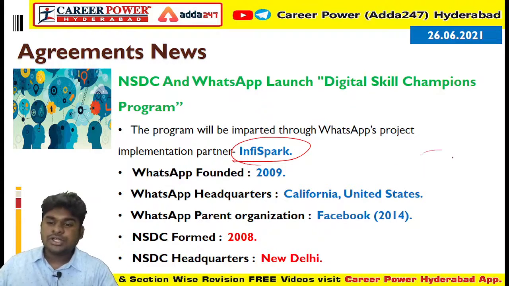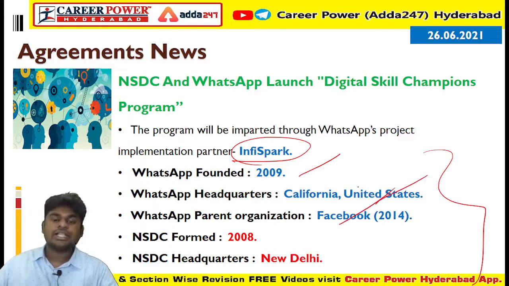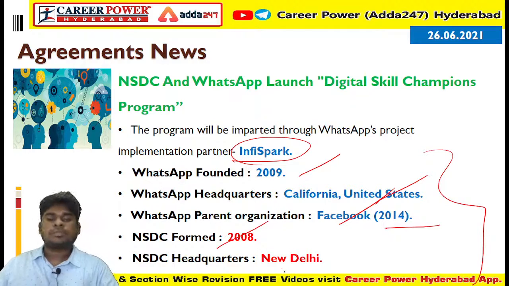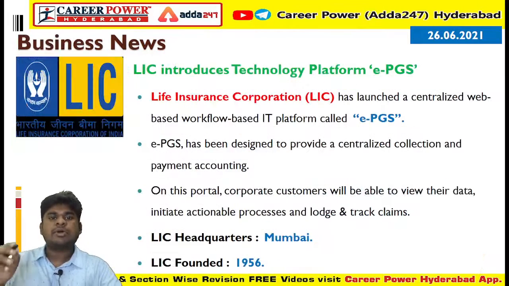Here the points to remember are: WhatsApp was formed in 2009, headquarters in California. The WhatsApp parent company is Facebook. Facebook acquired WhatsApp in 2014. National Skill Development Corporation was formed in 2008 and its headquarters is in New Delhi. So please remember all these points.